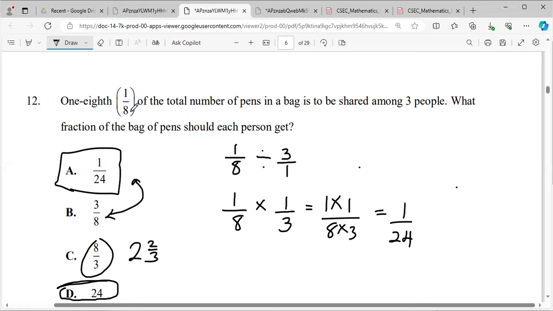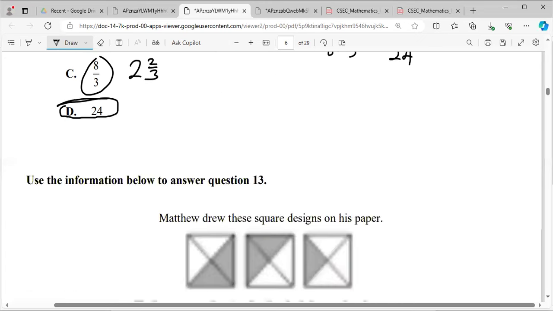But remember, they say 1/8 should be shared equally among 3 persons. So as she said, if you're going to be sharing it equally, you have to divide. Because if you have 10 mangoes and you're sharing it between 2 of you, you're basically dividing it by 2. So it's the same principle. And then you change the division to multiplication and you reciprocate. Very important. You have to remember that we must reciprocate. If we don't reciprocate, we're going to be in a little bit of problem.